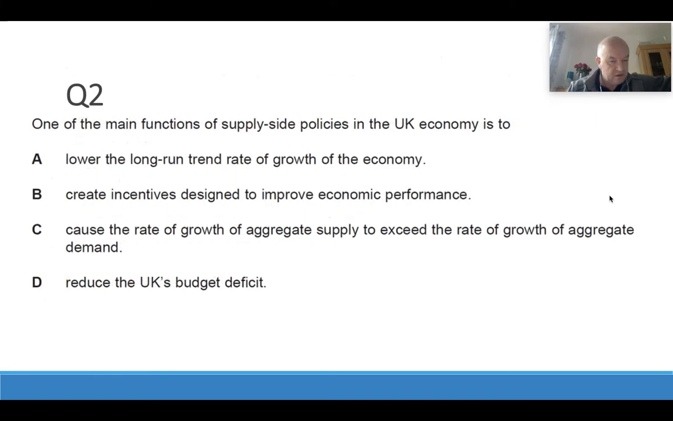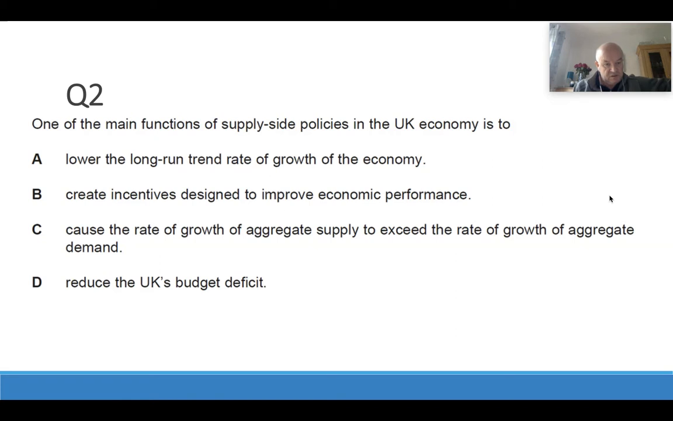Let's take a look at the second question. Remember, in this instance, what we're trying to remember is whether it's supply side or demand side. Now, we want this to be where you've been asked specifically about supply side policies. We've got to think about which ones are relevant to which area. Okay.